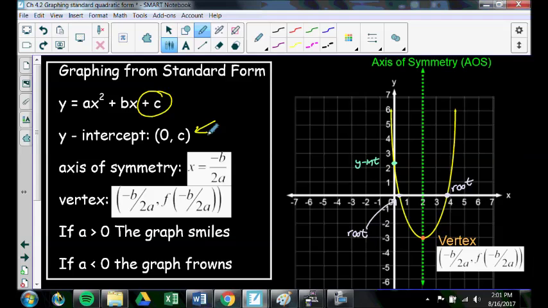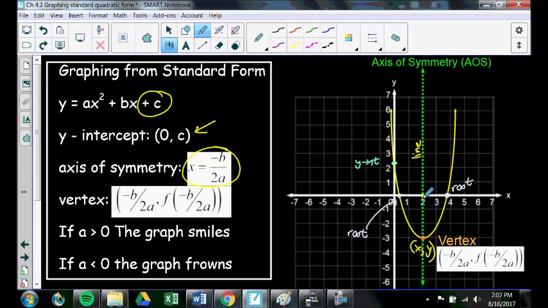Every parabola has what's called an axis of symmetry. That's this line right here. The axis of symmetry is a vertical line that cuts the graph in half. That's why I had us refresh what an x equals line looks like. This is the equation of the line that cuts the graph in half. Every parabola has one. Every parabola has a vertex, and the nice thing about the vertex is the x value of the vertex always matches whatever the AOS was. The axis of symmetry will always pass through the vertex.